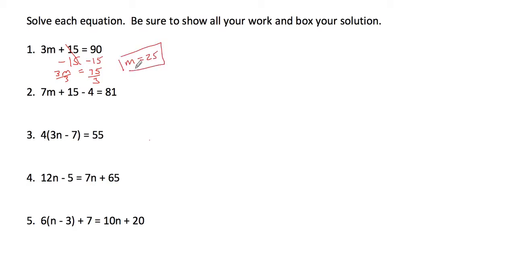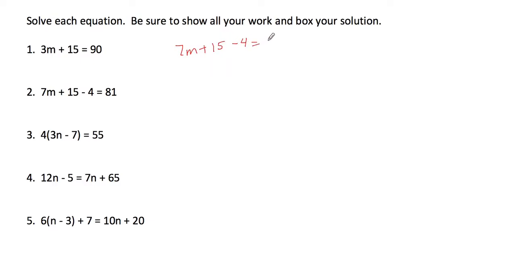And don't forget, you can always check yourself. So if we say that m equals 25, then this says 3 times m, which is 3 times 25 plus 15. Well, 3 times 25 is 75 plus 15 is 90, and that's what it's supposed to be. So there you go.